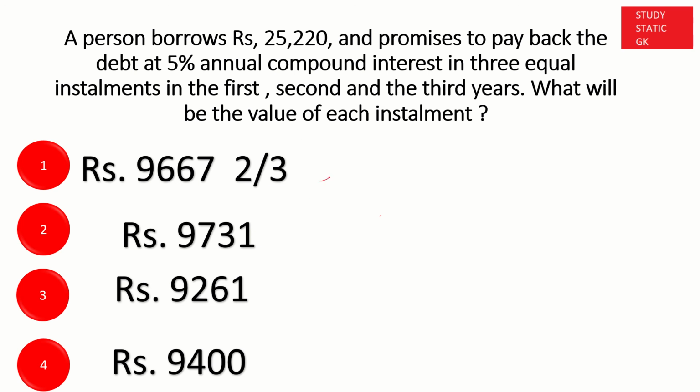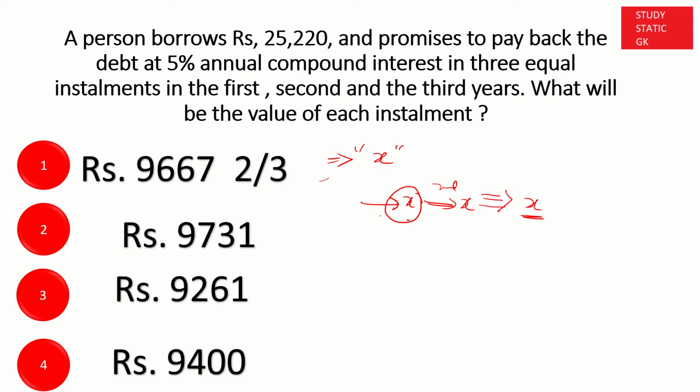So here simply let us assume X is the installment. After 1 year X will be given. After the second year again X will be given. After the third year again X will be given.